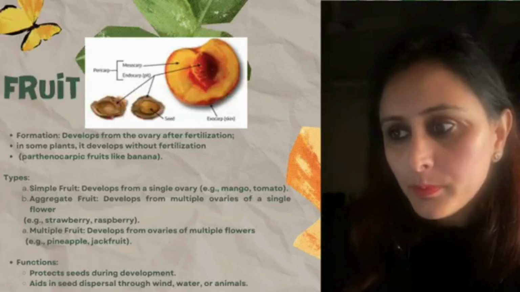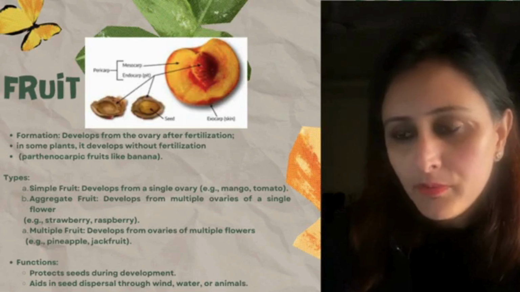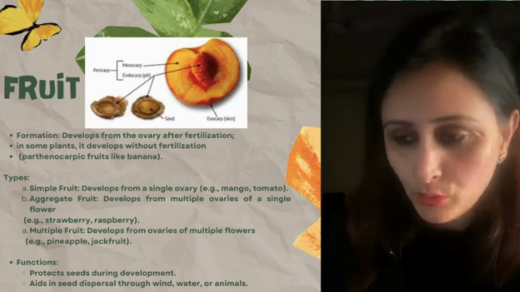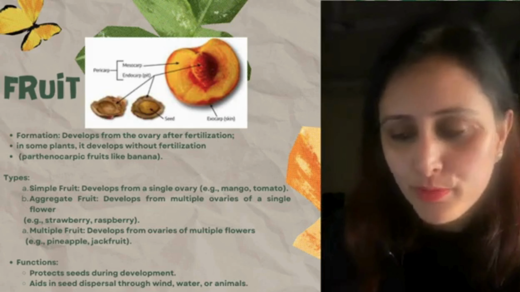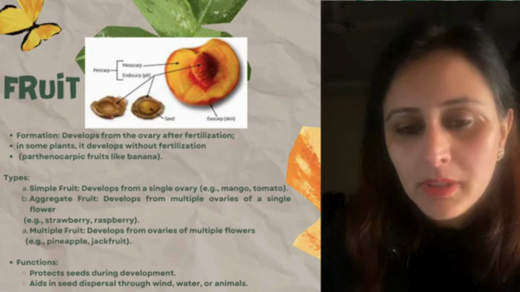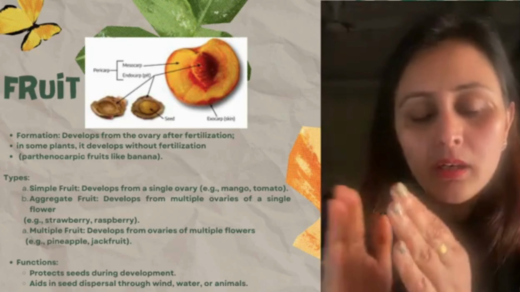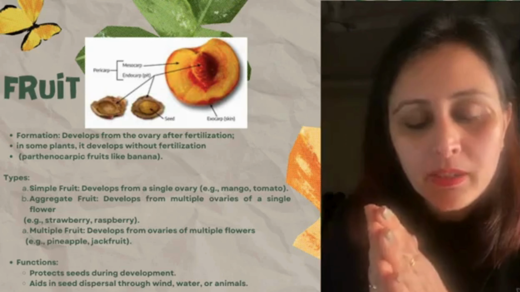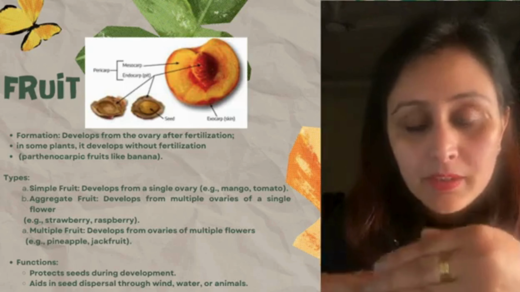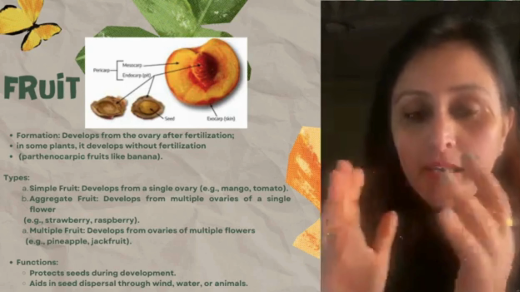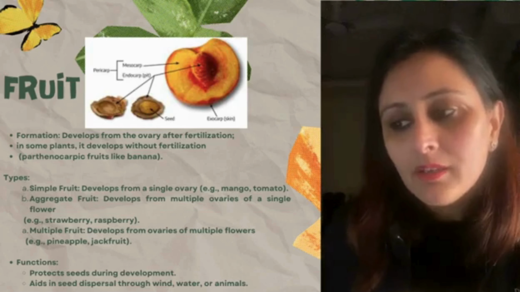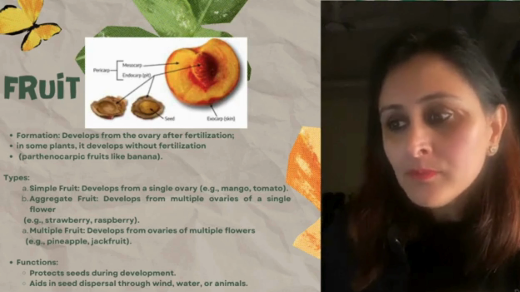Now let's talk about the fruit. Fruit is formed, developed from the ovary after fertilization. In some plants it develops without fertilization also. Parthenocarpic fruits, like bananas, right? As we just discussed, with the fusion of male and female gametes, the ovary eventually starts undergoing the process of formation of seed, and then the fruit is formed, right? So this is called fertilization, right?